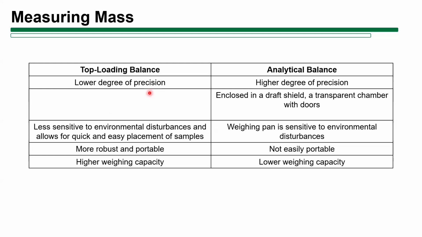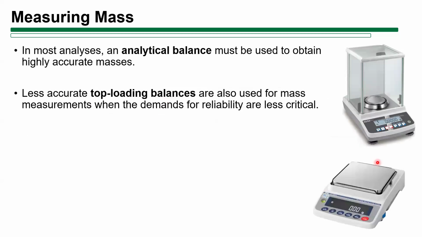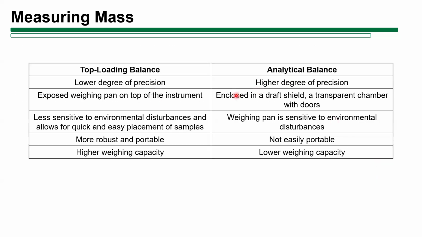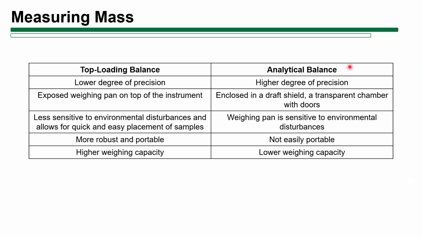All right. So top loading balance has an exposed weighing pan on top of the instrument as shown here, while your analytical balance is enclosed in a draft shield. All right. So this is a transparent chamber with doors. So you can open the left door or the right door, and you can open the door on the top, depending on what kind of object you're measuring.